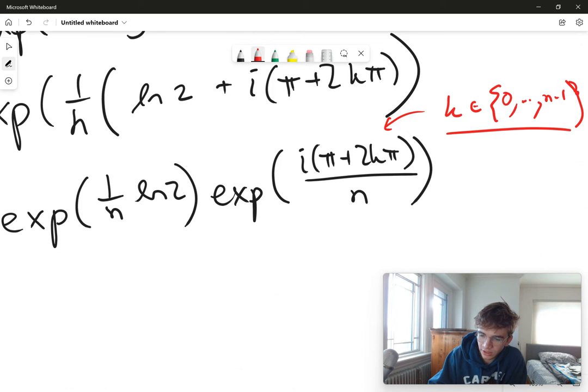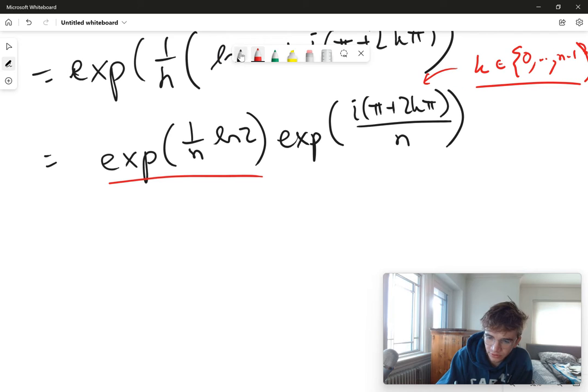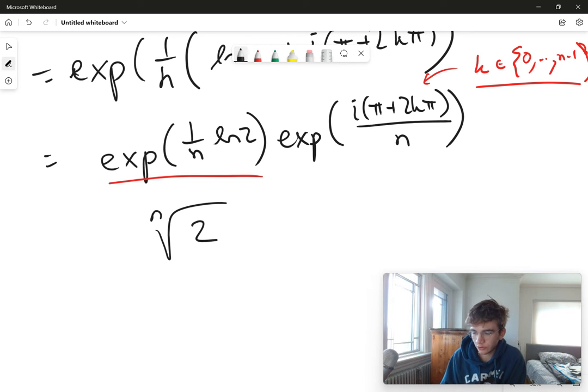Okay, and so this first term here is just the nth root of 2, which is a well-defined sequence in the real numbers. And then here we have e to the I pi plus 2k pi over n.